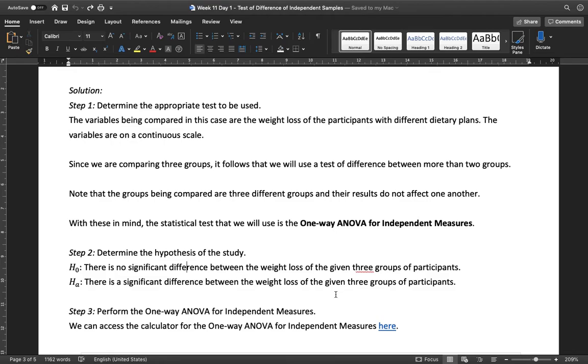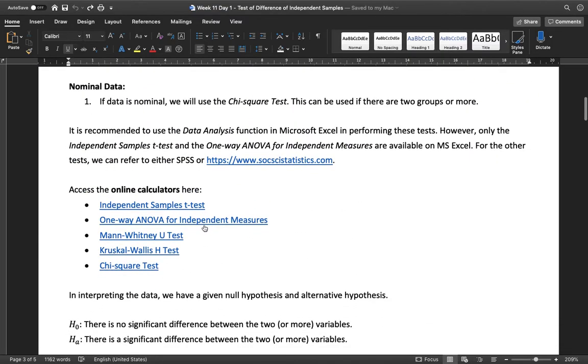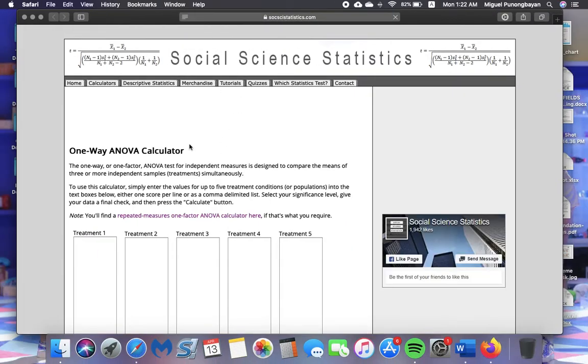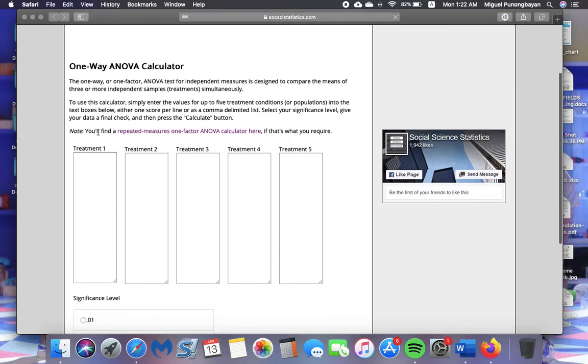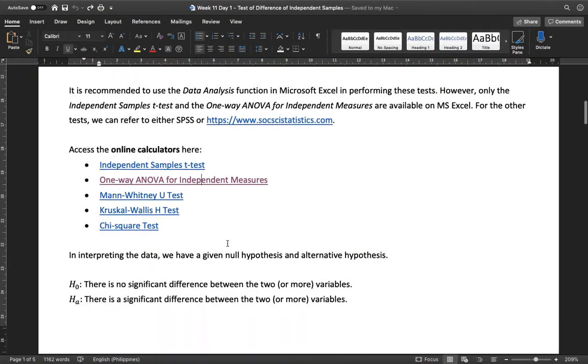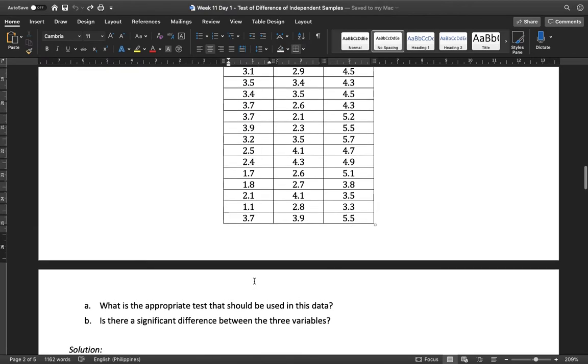So, let's access a calculator here. Yan. It's the same link with I have presented here. So, gagamitin natin ito. One-way ANOVA for independent measures. So, yan. Ito yung calculator natin. We just input the values here. So, input natin. You can just actually copy and paste the data.